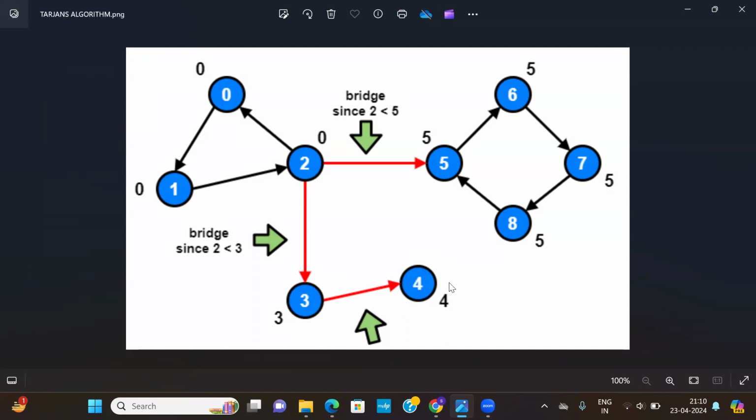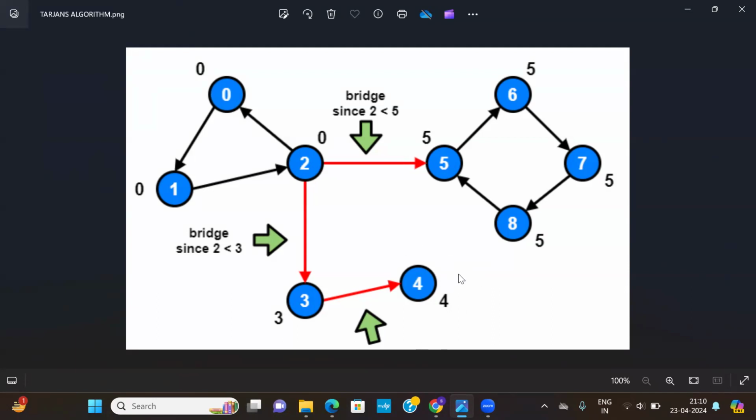Now I cannot visit anywhere else. Now I will compare. What is the time of insertion of its parent node? The time of insertion is 3. What is the lowest time of insertion of the current node? That is 4. Since 4 is greater than 3, if the lowest time of insertion of the current node is greater than the time of insertion of the parent node, it means that particular connection is a critical connection.